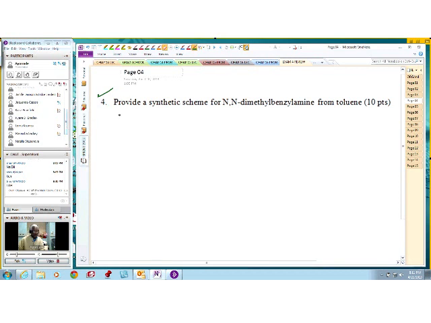Provide a synthetic scheme for N,N-dimethyl benzylamine from toluene. What this question is asking is to provide a synthetic scheme for N,N-dimethyl benzylamine from toluene. In other words, they want us to go from toluene.